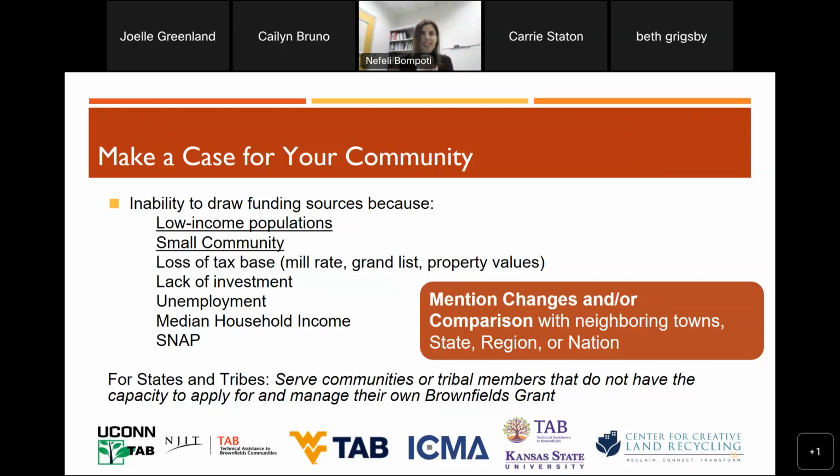And for states and tribes, for the assessment grants that are targeting states and tribes, here you have to mention that the communities you plan to serve do not have the capacity to have their own grant. So that is, again, a parenthesis, only applicable for the states and tribes assessment grant. Next slide, please.